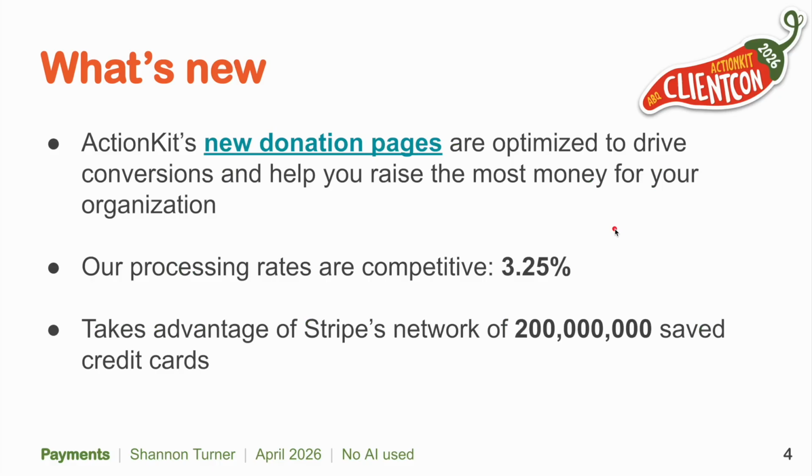ActionKit's new donation pages are optimized to drive conversions and help you raise the most money possible for your organizations. And we think that our processing rates are pretty competitive too, at 3.25%. And perhaps best of all, this takes advantage of Stripe's network of 200 million saved credit cards.